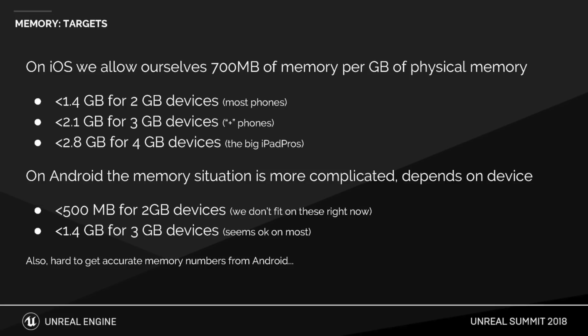We found if you want to fit on a 2 gig device, your game really has to be less than about 500 megabytes, or the operating system will decide that you might be using too much memory and it will kick your game out. So we don't fit into 2 gigabyte Android devices at the moment. We do fit on 3 gigabyte devices, and we use the settings from 2 gigabyte iPhone for that. So about 1.4 gigabytes allocated to Fortnite for a 3 gigabyte Android device.